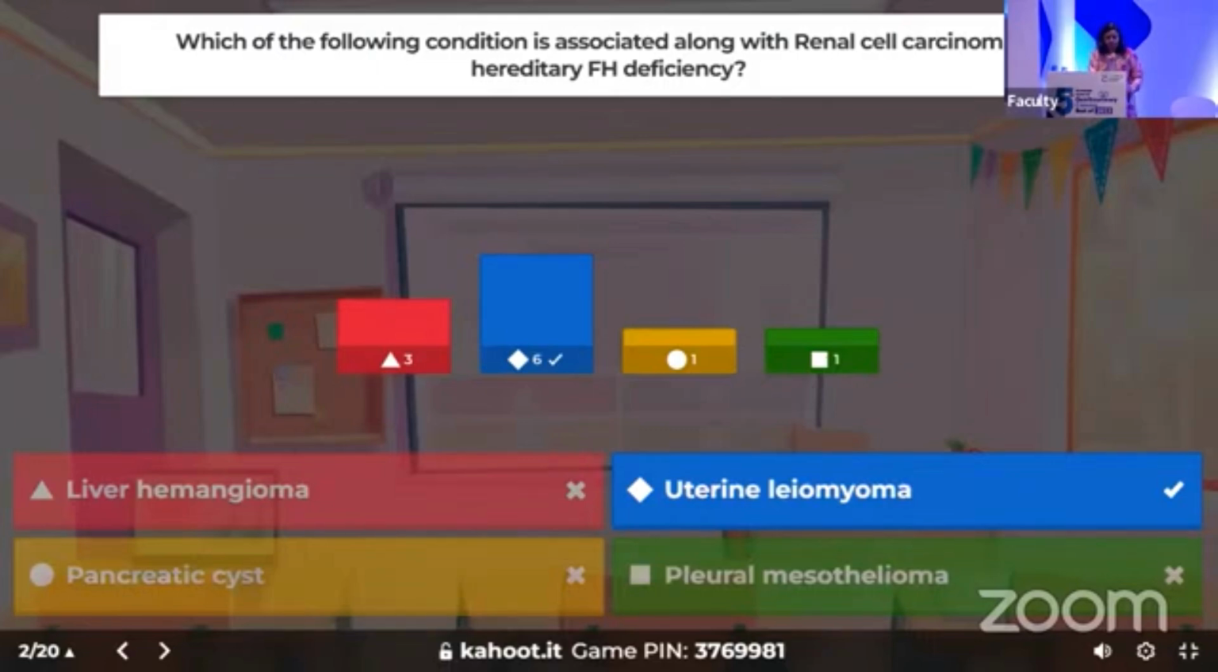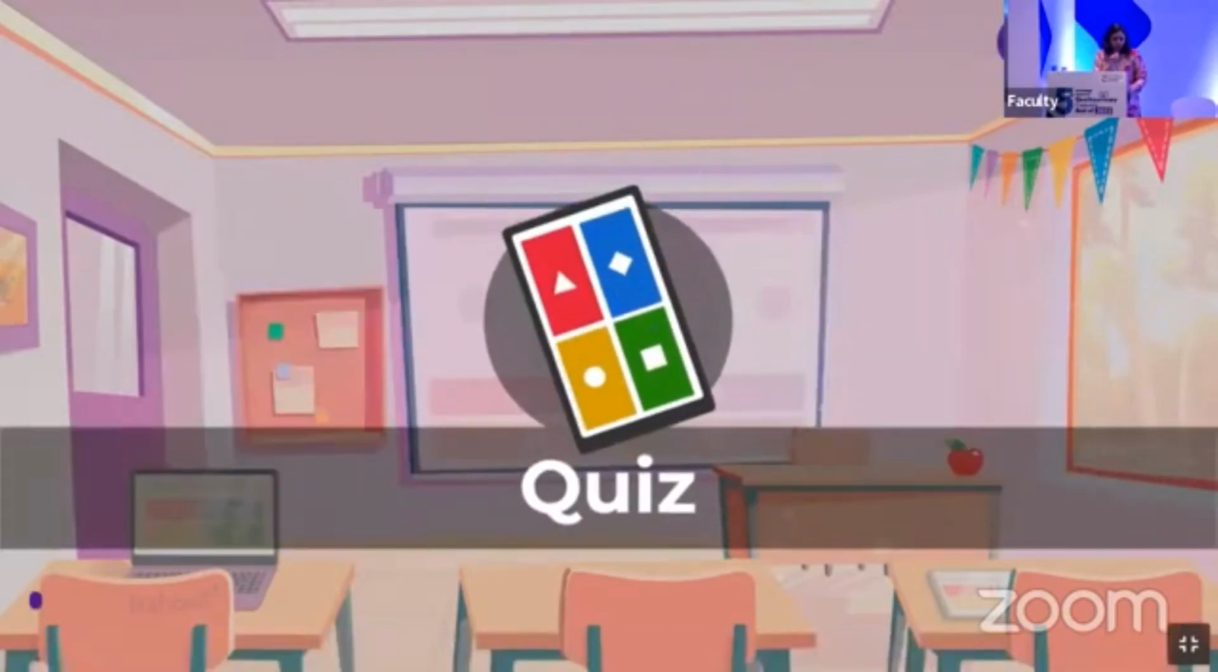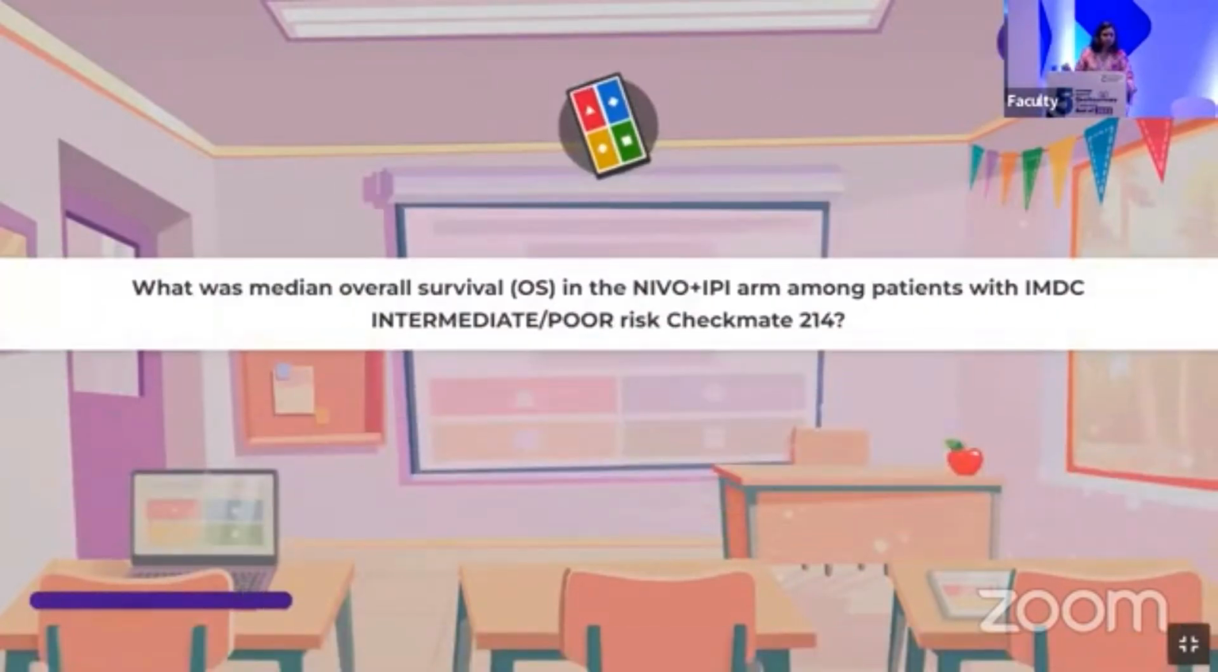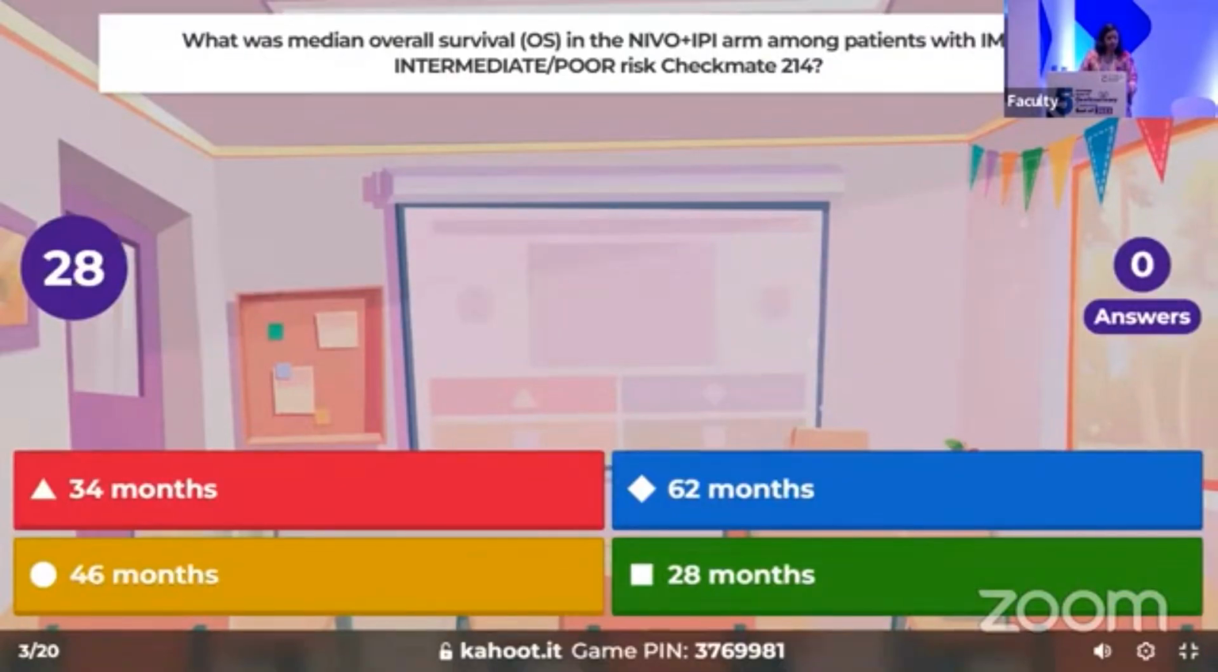So let's look at who's leading in scores now. Again, it is now Dinesh who's leading the scores, and we'll move on to the next question, question 3. What was the median overall survival in the nivolumab ipilimumab arm in patients with intermediate or poor risk IMDC RCC in the CheckMate 214 study? So the median overall survival was 34 months, 62 months, 46 months, or 28 months.